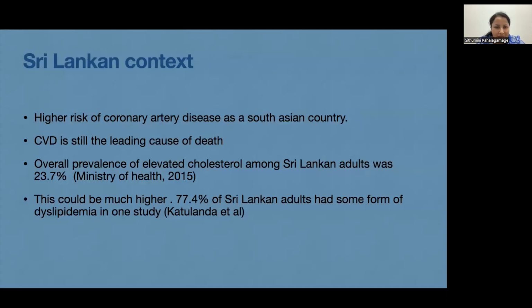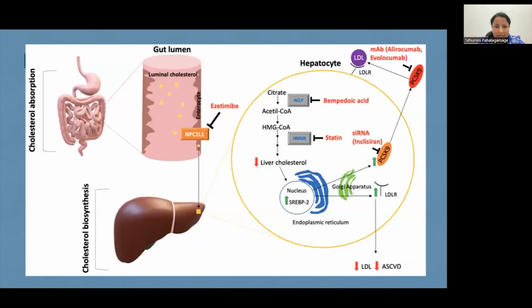When we look at the Sri Lankan context, as a Southeast Asian population, we are anyway at high risk of coronary artery disease. That is a known fact. And here also, if you look at the data available, cardiovascular disease is still the leading cause of death. The overall prevalence of elevated cholesterol among Sri Lankan adults, as published in a survey done by the Ministry of Health in 2015, is said to be 23.7%. It could be even higher, because there is a study which says 77.4% of Sri Lankan adults had some form of dyslipidemia. So this could be somewhere in between, or towards the higher value. So it's very important that we understand lipids and take measures to manage them correctly.